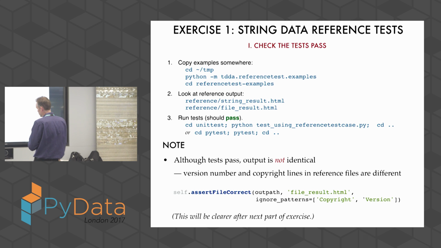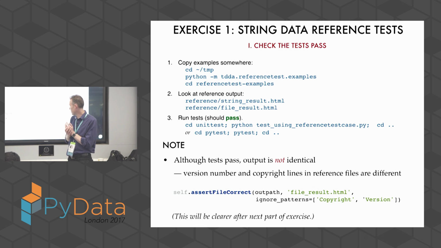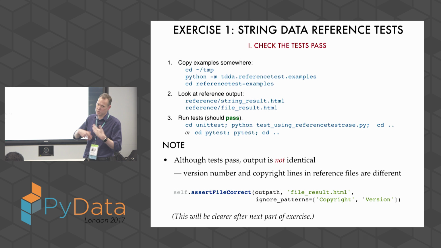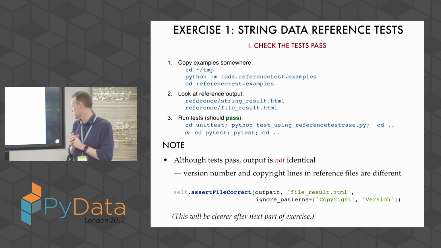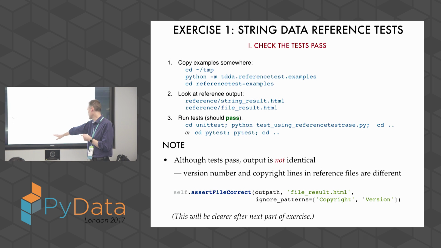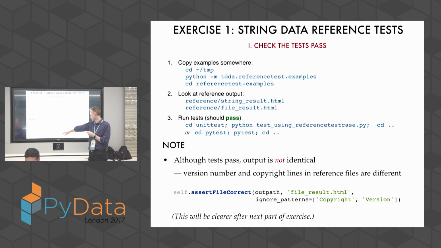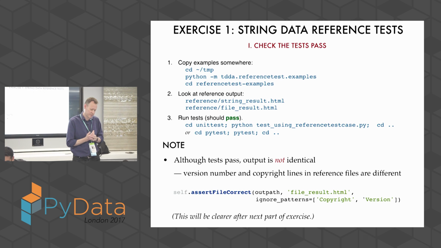The other one is writing out a temporary file into a temporary directory that the system gives it as file result. And again, it's checking that, up to these rather trivial changes, it is correct as well. And so that's what this note's about, the fact that we're specifically ignoring, we've actually said patterns, we probably should have said strings, but we're ignoring lines with copyright and lines with version in. We could have been more specific.